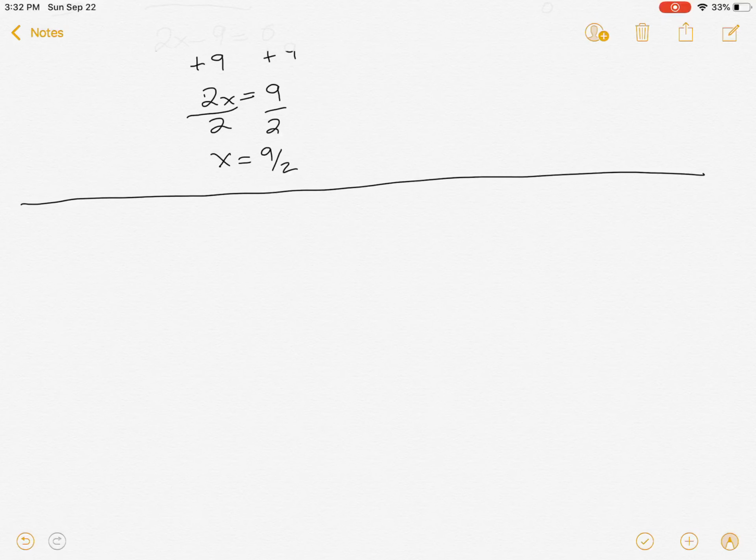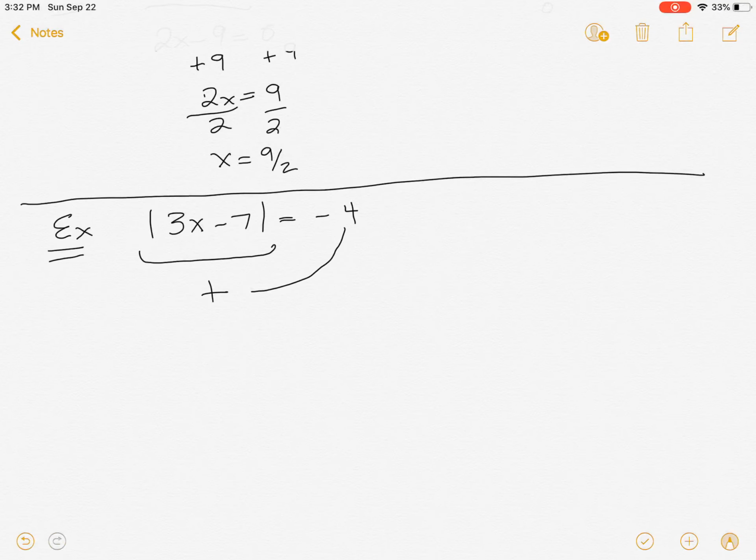The last one is, what if I had the absolute value of 3x minus 7 is equal to -4? Okay, so if we go back to our previous definition of absolute value, it takes whatever's inside and makes it positive. So whatever is sitting here comes out as a positive number. So is a positive number ever equal to a negative number? No. So this problem has no solution.